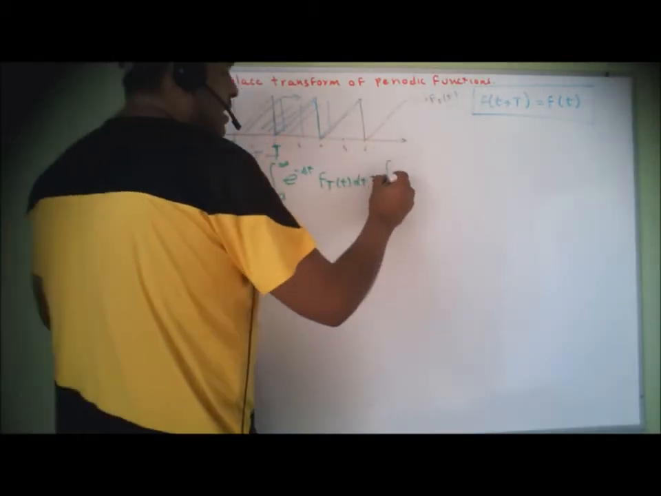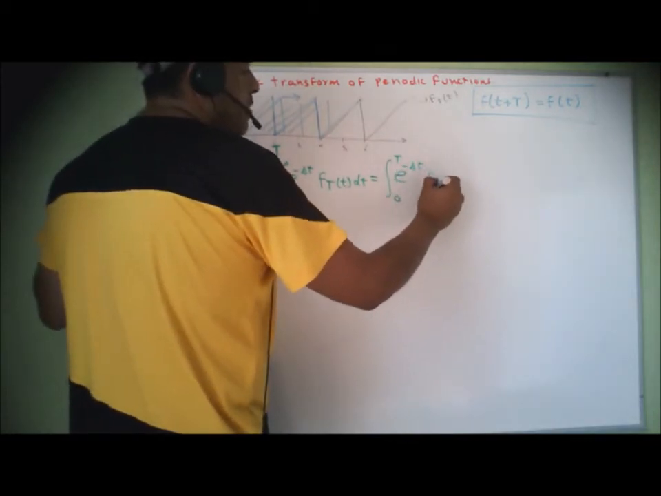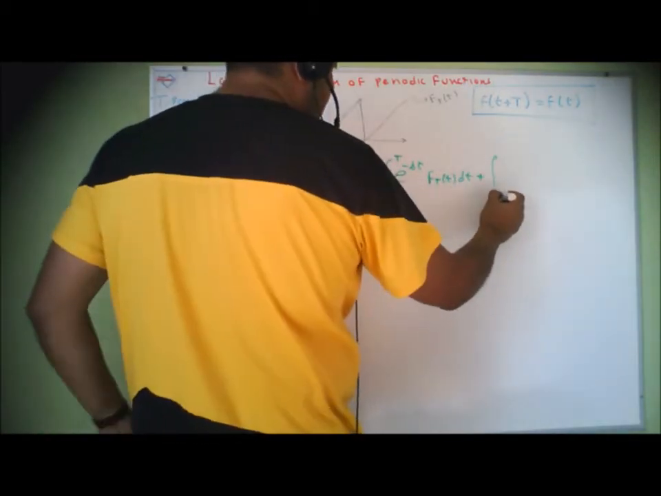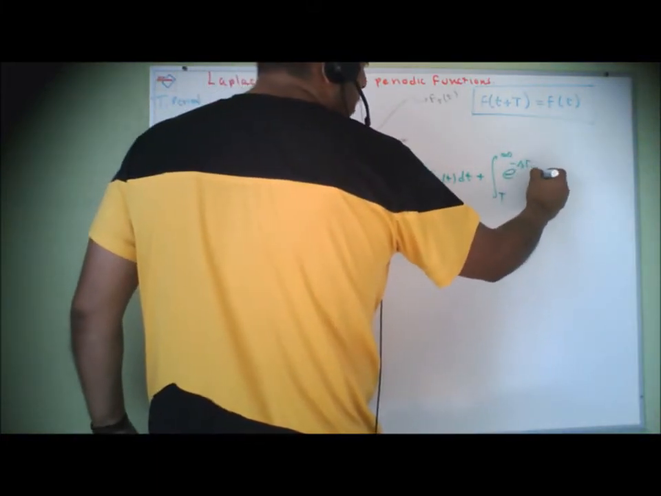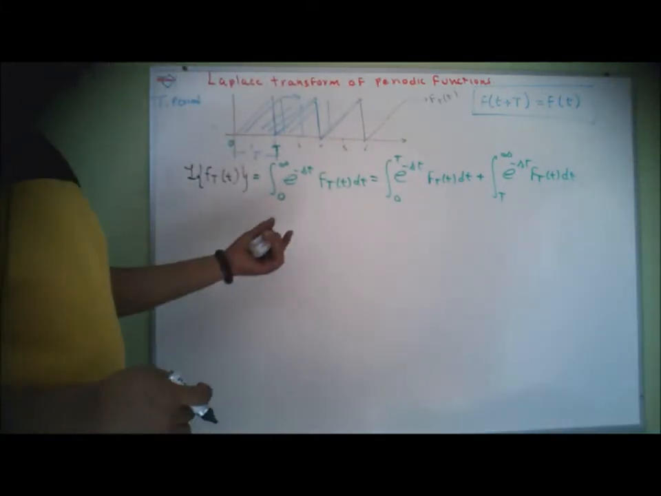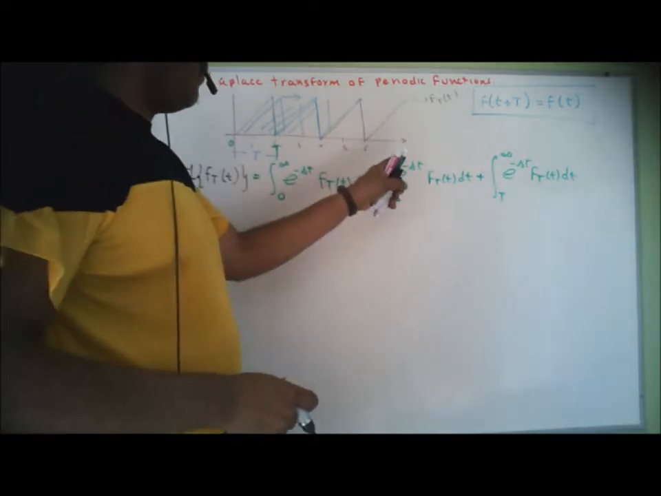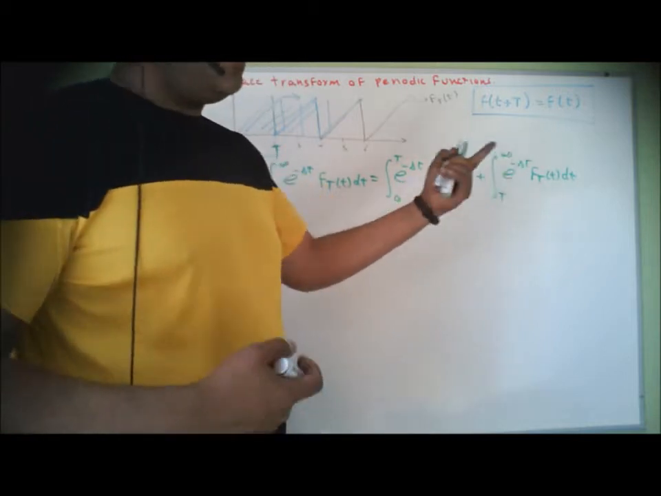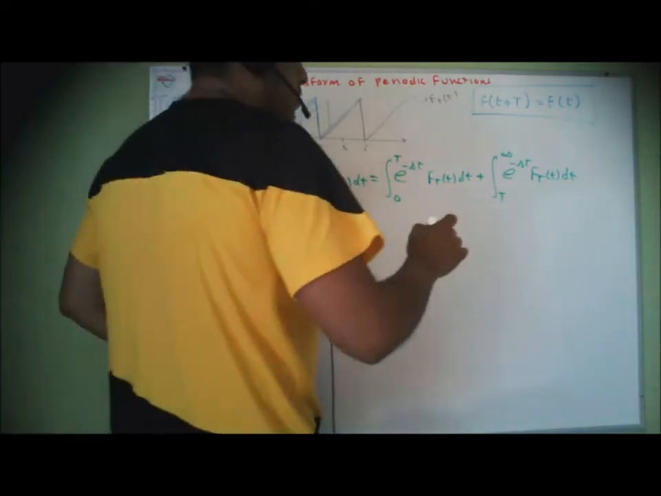So what I'm going to do is the integral from 0 to T of e to the minus st times the periodic function, dt, plus the integral from the period T to infinity of e to the minus st times the periodic function of t, dt. It's actually the same integral: here it is from 0 to infinity, and here it is from 0 to the first period, and then from the first period to infinity. I want to focus on this second one.